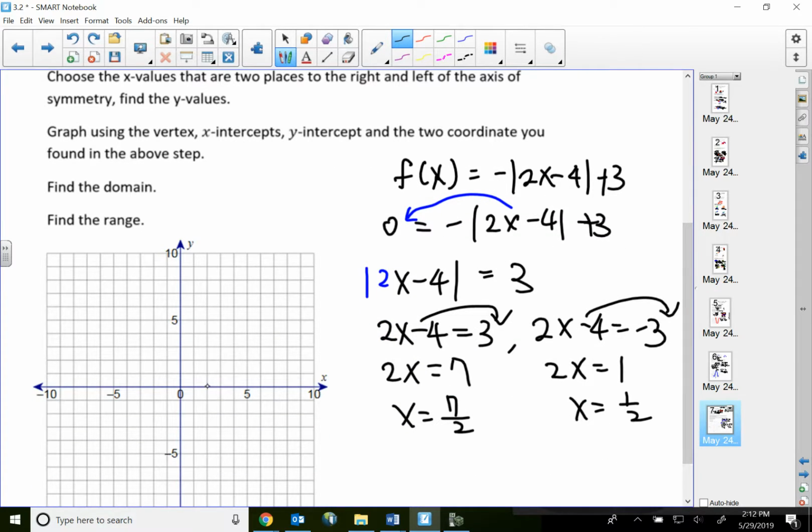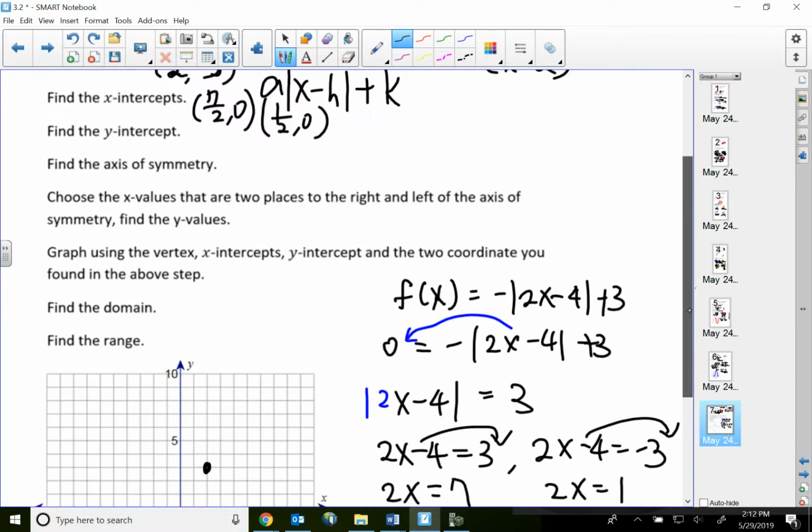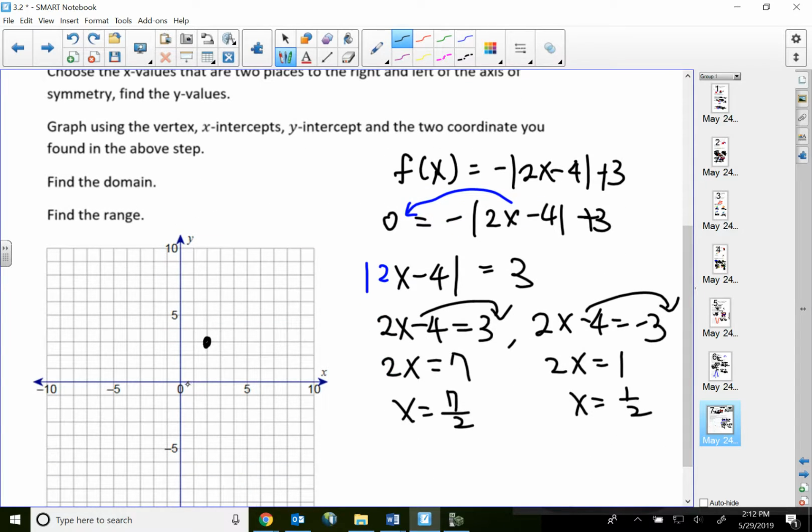2, 3: 2 to the right, up 3. About 0.5 is about here, and 3.5 is between 3 and 4.